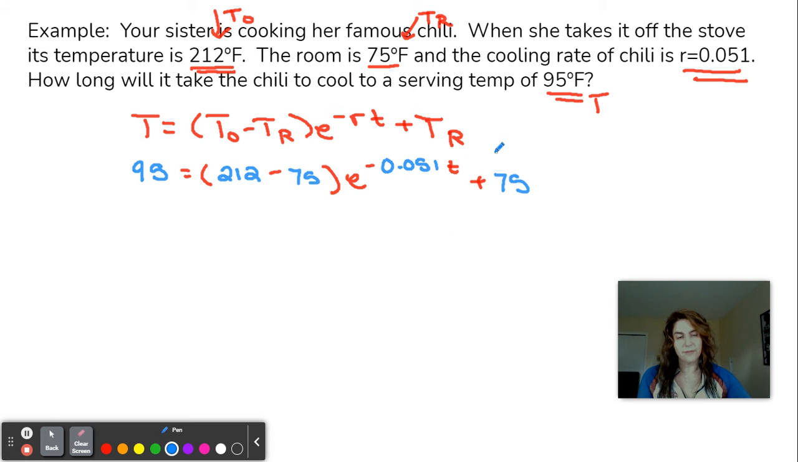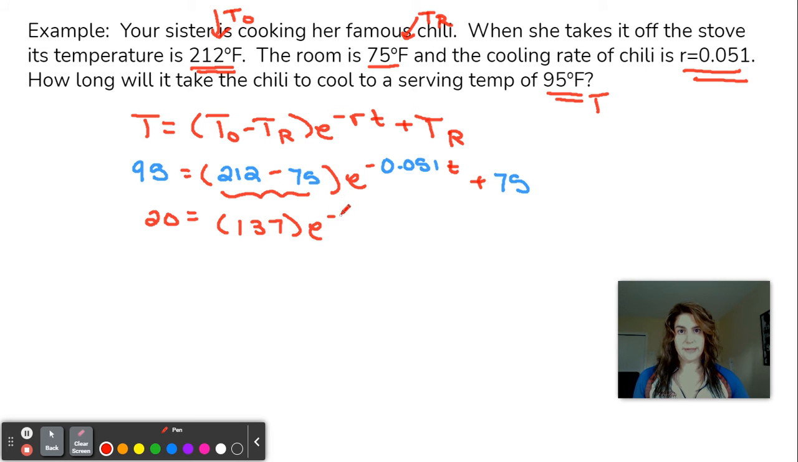Okay, and then from here it's just solving. So it's up to you how many steps you want to do at once. We obviously need to get the 75 over, so we will subtract the 75 from 95. It's going to get us 20. I'm also going to combine the inside here. So 212 minus 75 is 137. And then I have my E value.